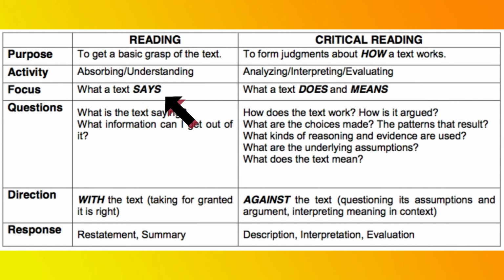For the focus in plain reading, we just look at what a text says. While in critical reading, we look at what a text does and means. In plain reading, we ask what is the text saying, what information can I get out of it. While in critical reading, we ask how does the text work? How is it argued? What are the choices made, the patterns that result, what kinds of reasoning and evidence are used, what are the underlying assumptions, and what does the text mean? In terms of the direction of reading, in plain reading, we just go with the text, while in critical reading, we go against the text, questioning its assumptions and arguments, and interpreting meaning in context. As the response in reading, we just restate or summarize it. But in critical reading, we describe, interpret, and evaluate.